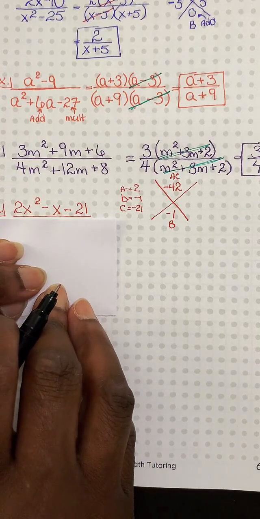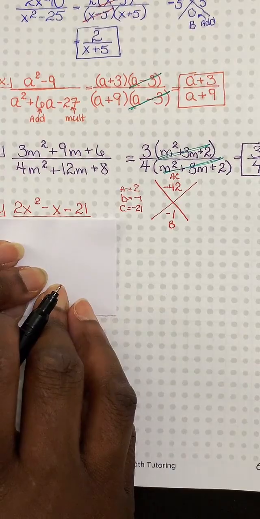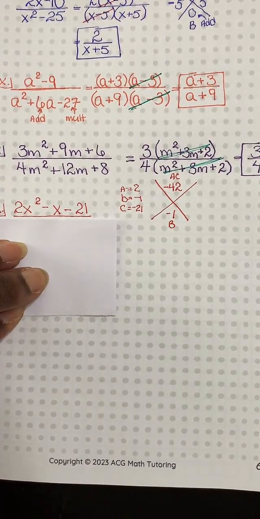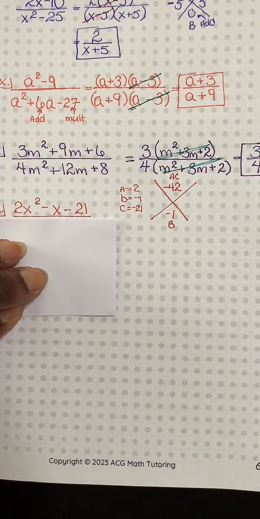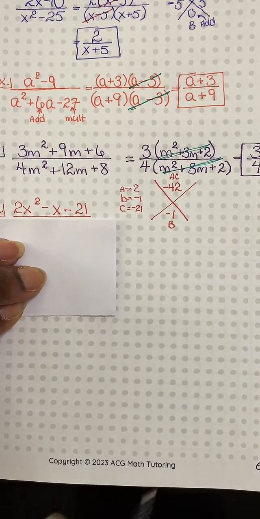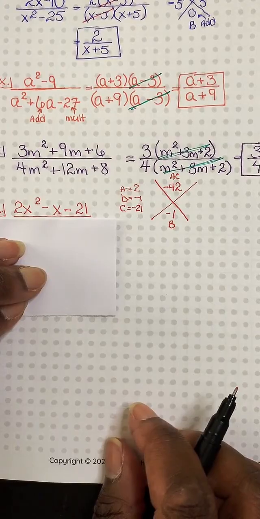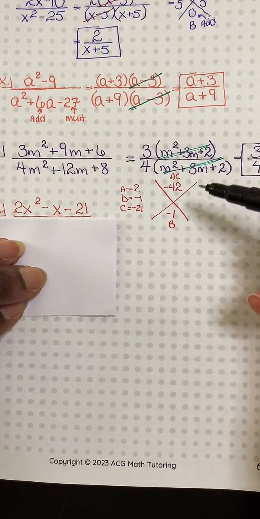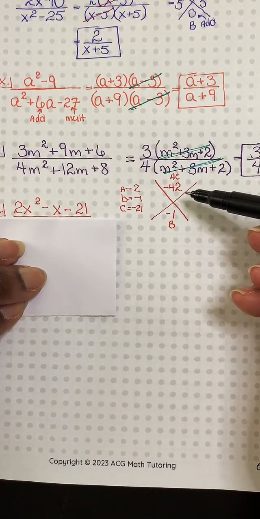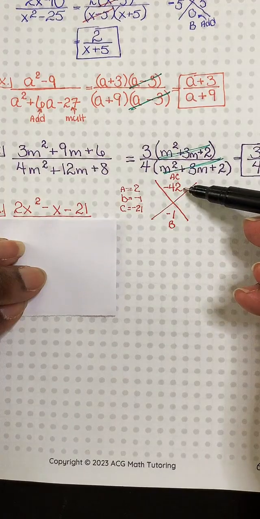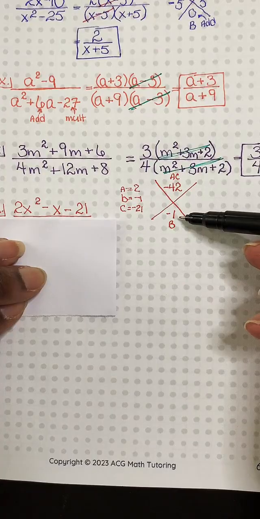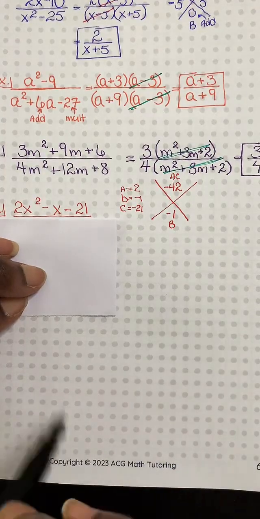Am I completing the square? No. I'm not completing. I'm doing what's called the AC method. Okay, multiplying the first and last terms. Pretty much. All right. So now, we need to figure out what two numbers multiplied together will give me a negative 42 and add together to give me a negative 1.